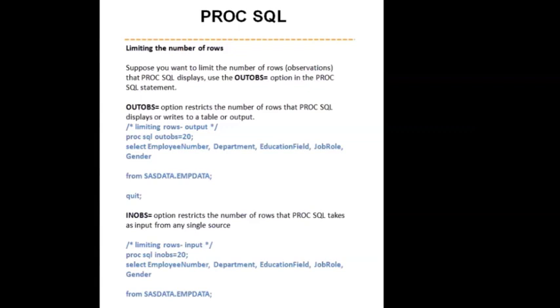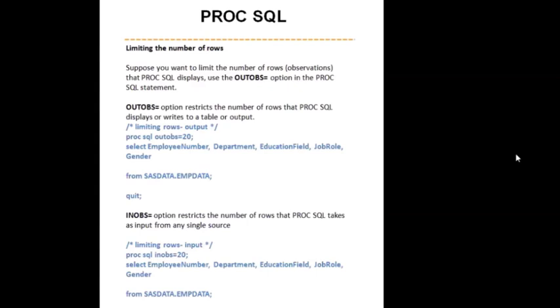The obs equal to option will restrict the number of rows that proc SQL is trying to read from an input source. So the filter will be applied when it's trying to read the data from a table, not while it's writing. If you're using an aggregation function and you just want to print a certain number of rows, then you can use the outobs equal to option, and it will restrict the number of rows that you are trying to output.